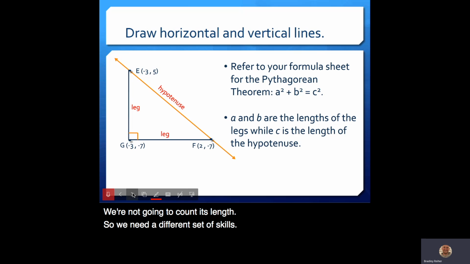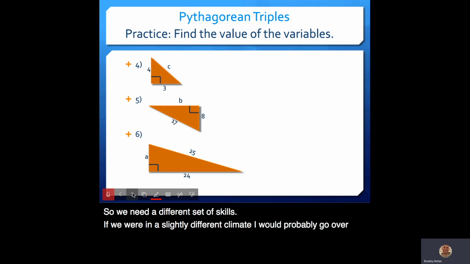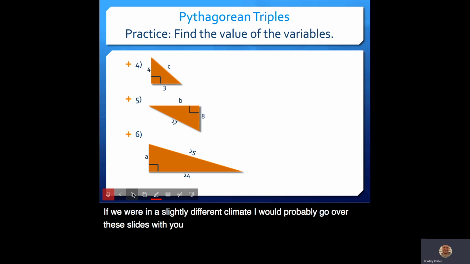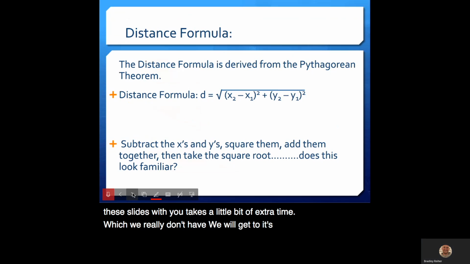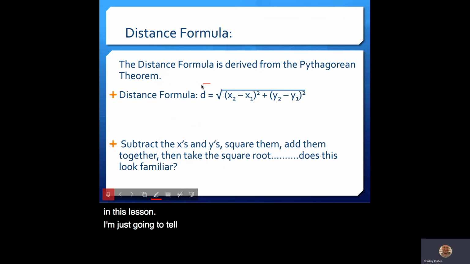If we were in a slightly different climate, I would probably go over these slides with you. It takes a little bit of extra time, which we really don't have. We will get to this. It's just not going to be in this lesson. I'm just going to tell you how to do it.